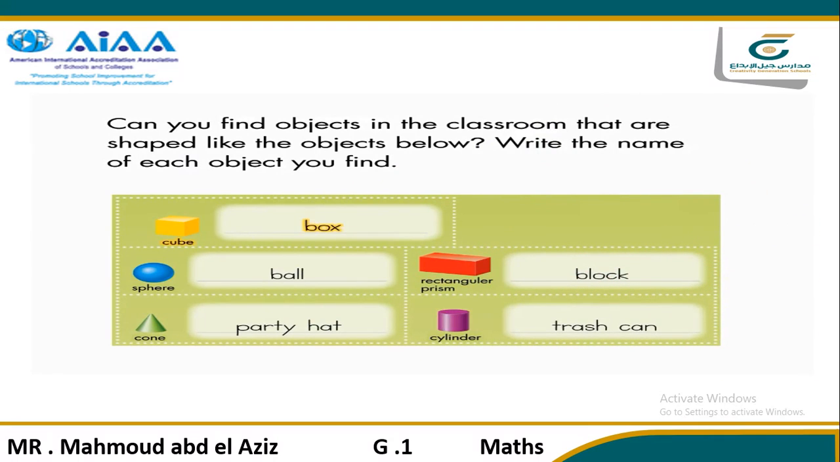A box is a cube because it has 6 square faces. A ball is a sphere because it has no flat surfaces, no edges, and no vertices. A party hat is a cone because it has one flat surface that is shaped like a circle and one vertex. A block is a rectangular prism because it has 6 faces that are rectangles, 8 vertices, and 12 edges. A trash can is a cylinder because it has 2 flat surfaces that are shaped like a circle.